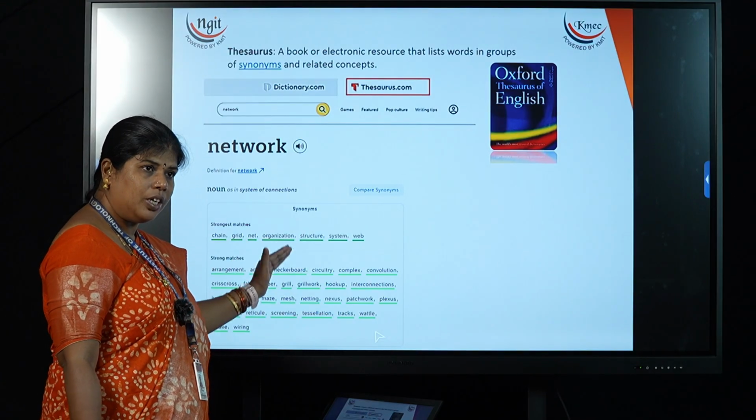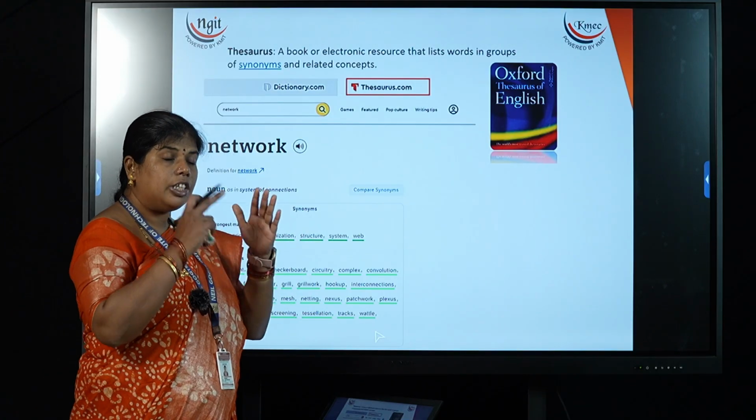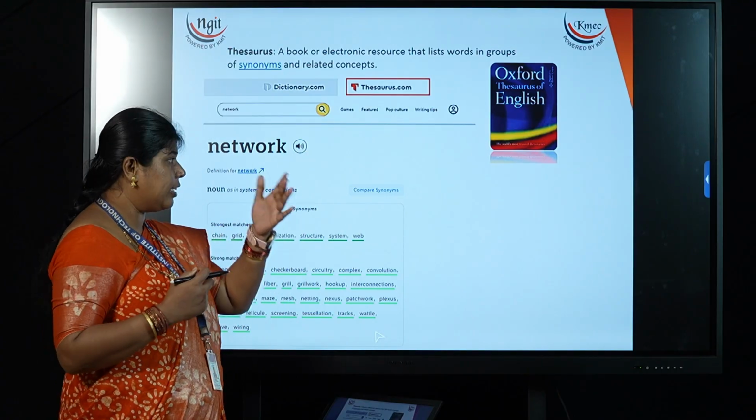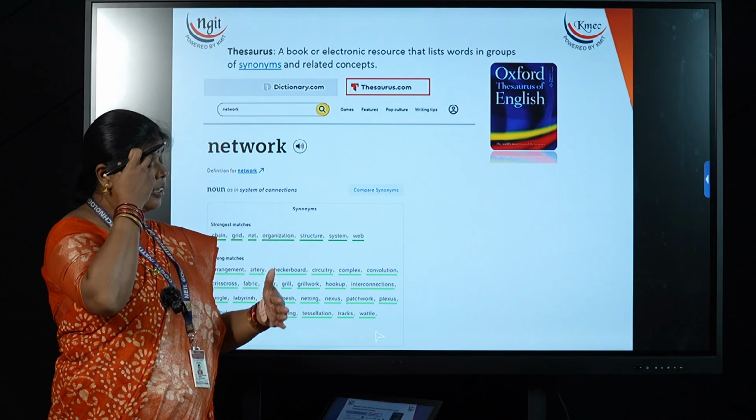Now here you can see the relevance. The strongest match means what? The documents which contain these terms will be highly relevant. They will have the highest ranking. They should appear at the top and the remaining should appear at the bottom.